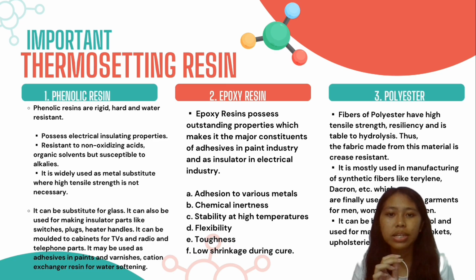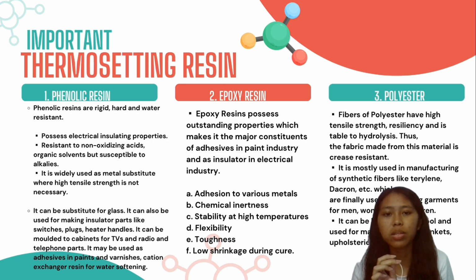Second, phenolic resins. These are rigid, hard, and water-resistant materials. They possess good electrical insulating properties and are resistant to non-oxidizing acids and organic solvents. Although they are susceptible to alkalis, phenolic resins are commonly used as substitutes for metals in applications where high tensile strength is not required, as well as in electrical components like switches, plugs, and heater handles.